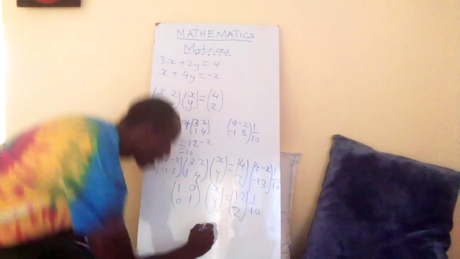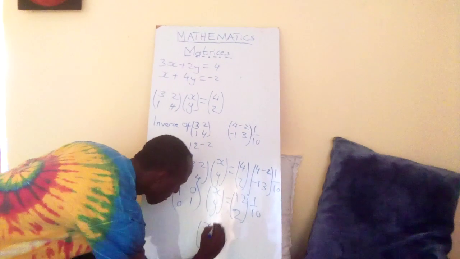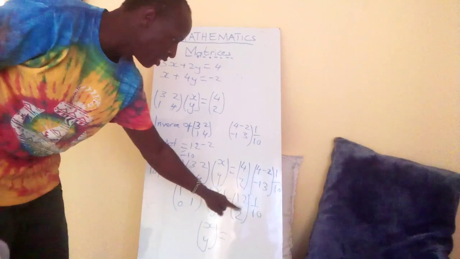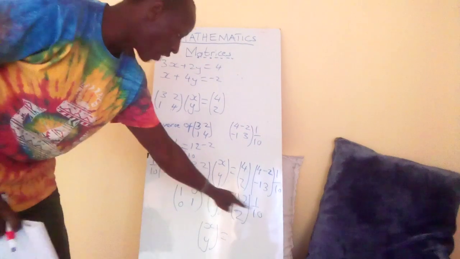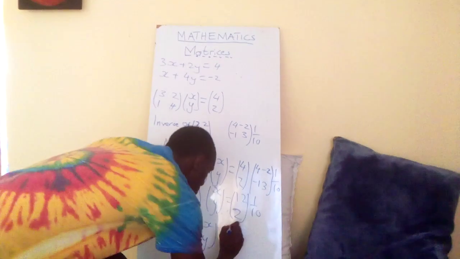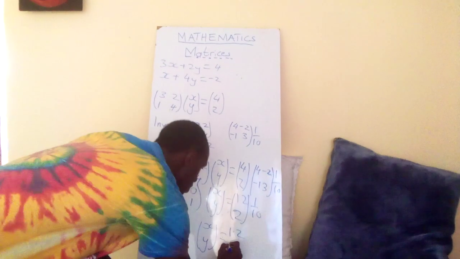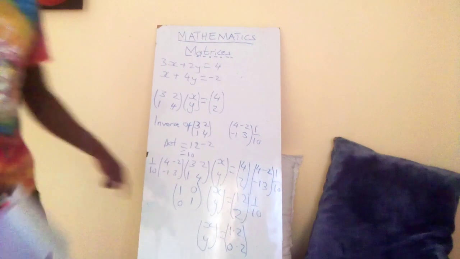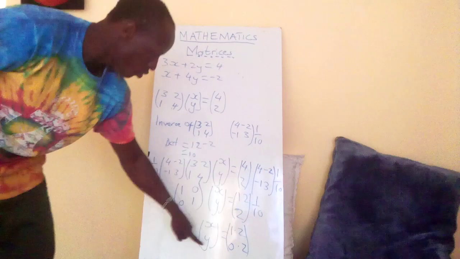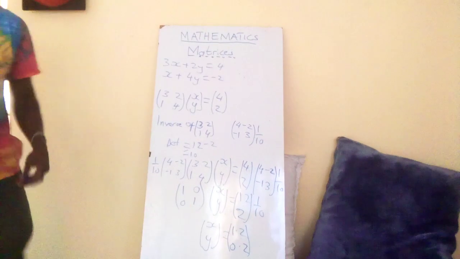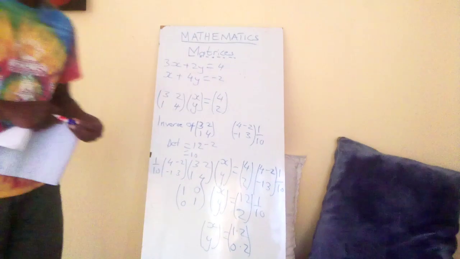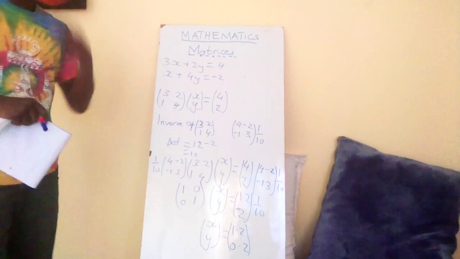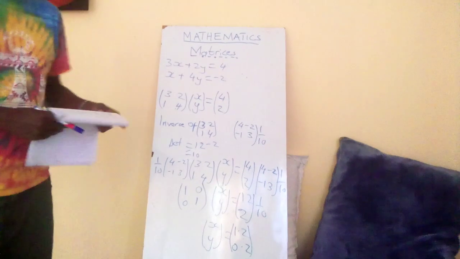When you multiply with xy, you get xy equals to 1 over 10, which means each digit should be divided by 10. So 12 divided by 10, you get 1.2. 2 divided by 10, you get 0.2. Hence, your value of x is 1.2 and your value of y is 0.2. So that's how you solve a simultaneous equation using a matrix method.